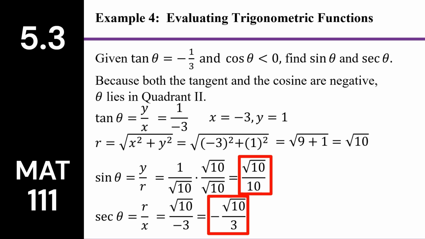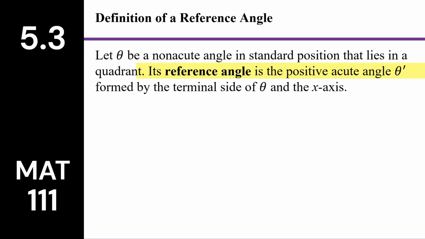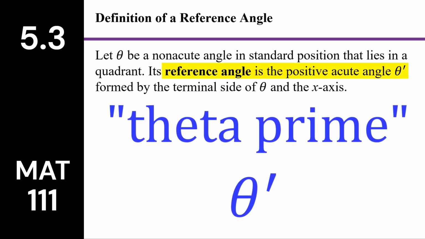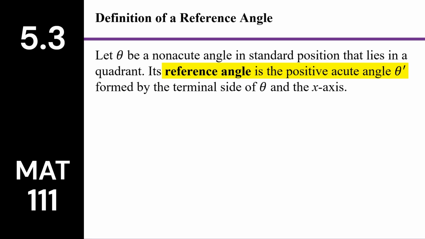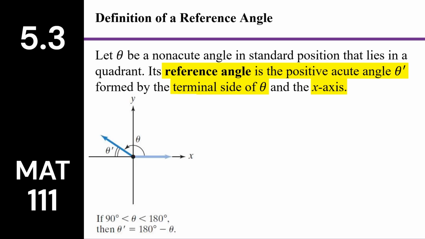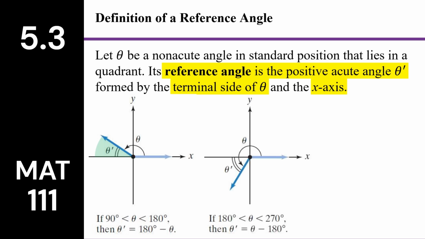We're going to define reference angle, which we often refer to as theta prime, and we write it as theta with an accent written up above. The reference angle is the positive acute angle formed by the terminal side of theta and the x-axis. So if theta goes into the second quadrant, then our reference angle will be from the terminal side down to the x-axis. And we find that reference angle by subtracting it from 180.